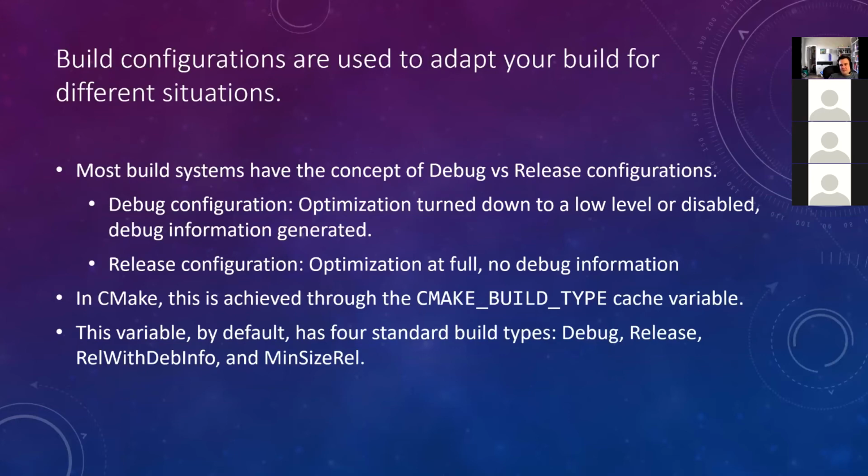I like RelWithDebInfo. It's a nice compromise. I wish it had a better name though. RelWithDebInfo is just not catchy. With CMake, these configurations are set through the CMAKE_BUILD_TYPE cache variable. This variable controls what your current build configuration is.